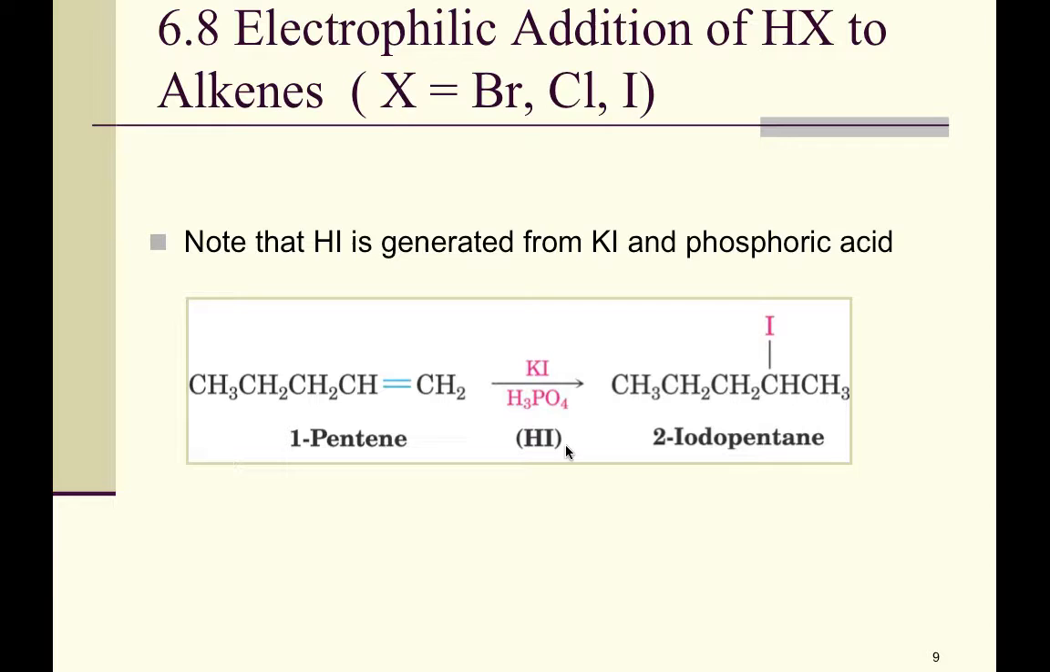So we don't actually put HI in there. We put potassium iodide with H3PO4, and this will allow us to have the iodine adding across the double bond. In this case, it'll go to this side, and then hydrogen will be on this side. Explaining why the iodine goes where it does comes in a couple of slides from now.